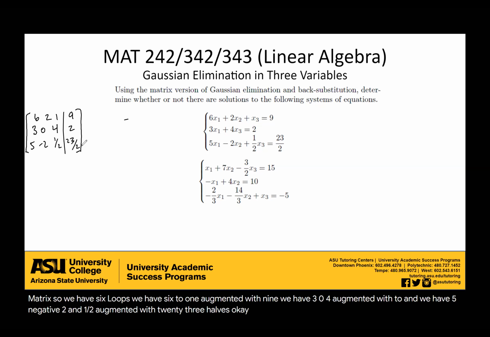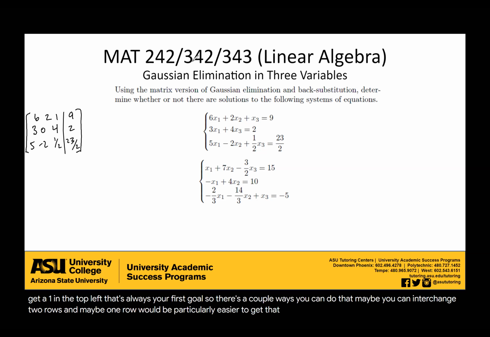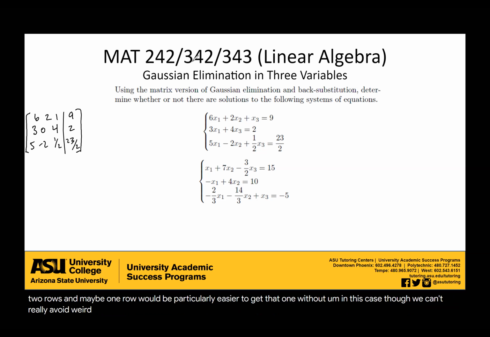Okay, so first things first, the first goal with Gaussian elimination is to get a 1 in the top left. That's always your first goal. So there's a couple ways you can do that. Maybe you can interchange 2 rows, and maybe one row would be particularly easier to get that 1 without getting like weird fractions. In this case, though, we can't really avoid weird fractions.